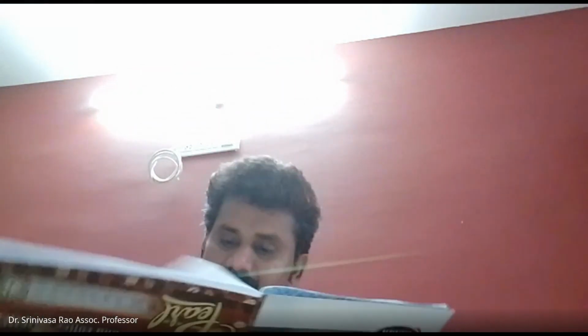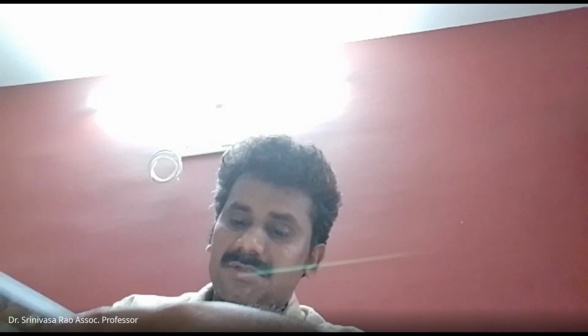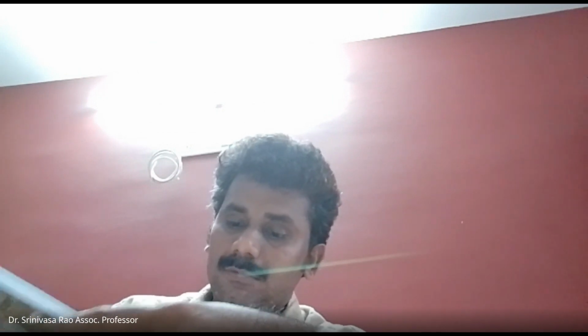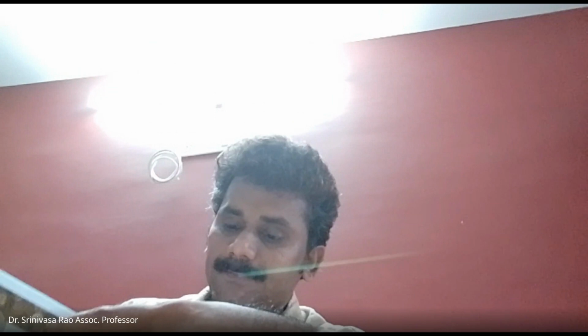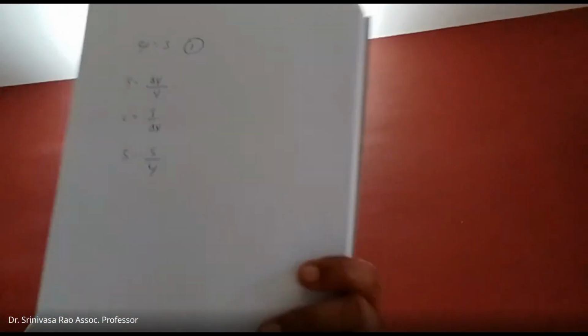Sure, Ram, definitely. I'll write once again, please. GC is equal to S. So here GC, delta Y by... G is equal to delta Y by Y. C is equal to I by delta Y. S is equal to S by Y. GC is equal to S. Can you see now?